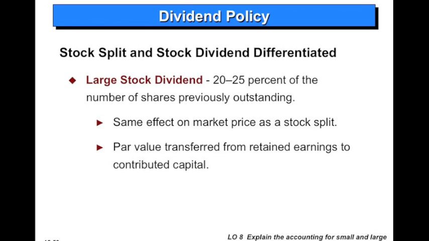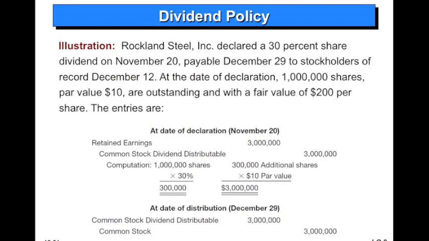So a large stock dividend, when it's 20 to 25% of the number of shares previously outstanding, has the same effect on market price as a stock split. So when you have that large amount of shares issued, what ends up happening is that you have more shares because you're issuing more shares. And the common stock dividend is the fair market value of the shares that you issued.